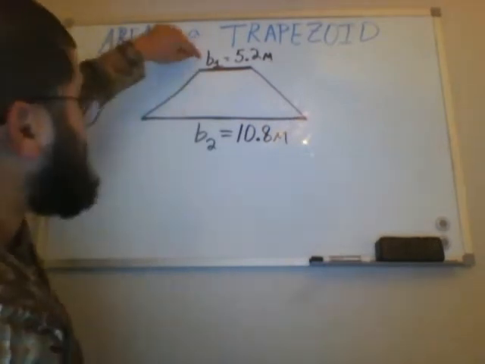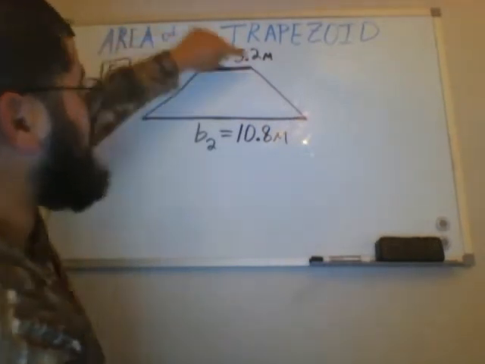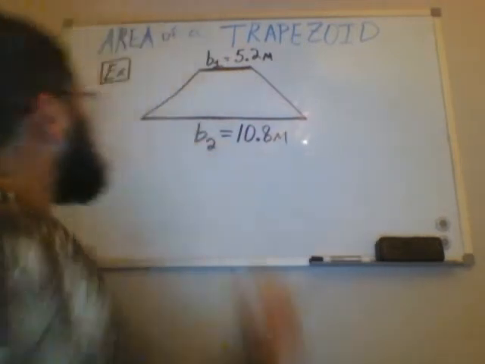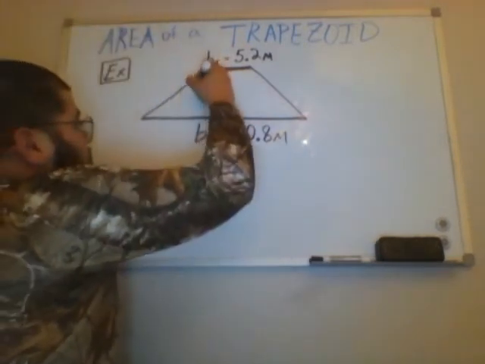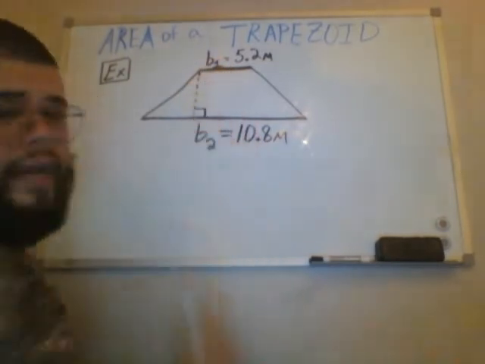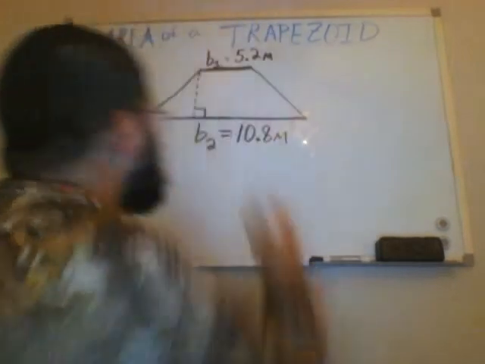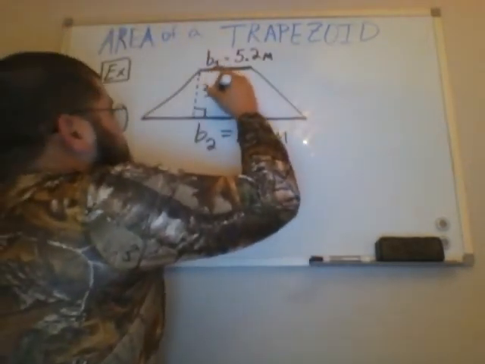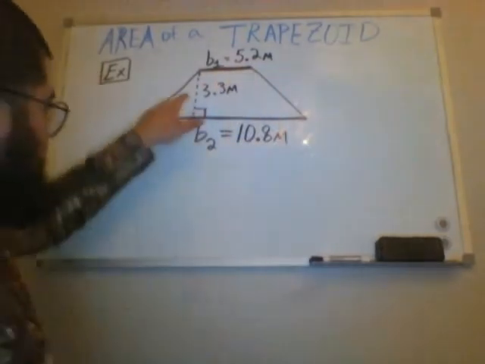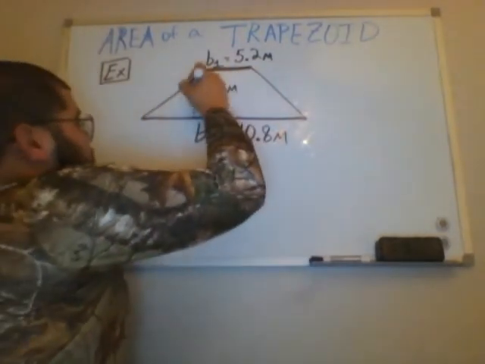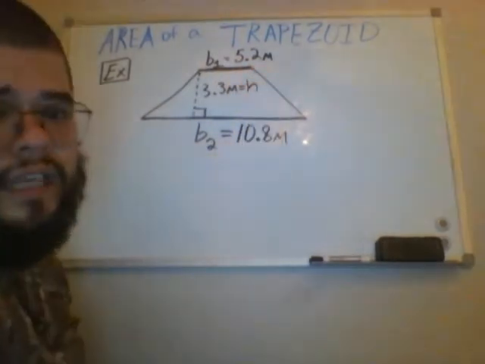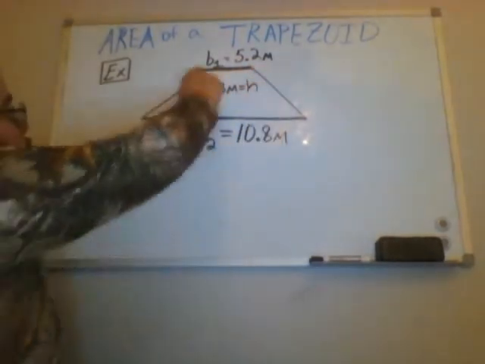So we got base 1, which is this length right here. This length up here is 5.2 meters. This length down here is 10.8 meters. And then we're going to say the height, this dashed line. Remember that right angle. Don't forget that right angle. We're going to say is 3.3 meters. That's this dashed line right here. And remember, that's h. I'm going to say equals h. Okay, that's the height.